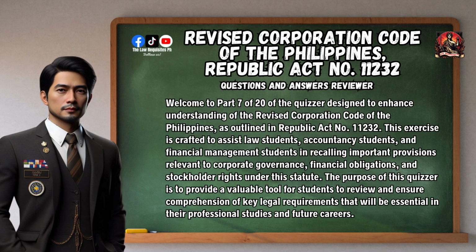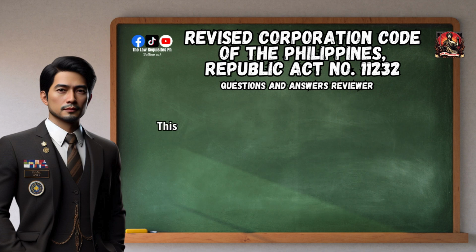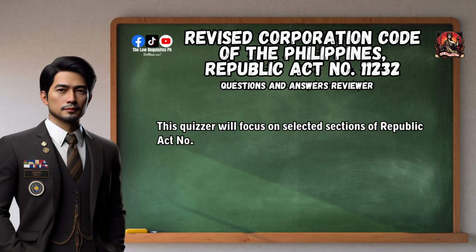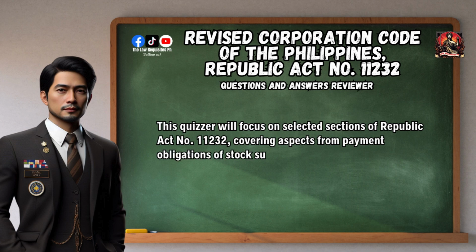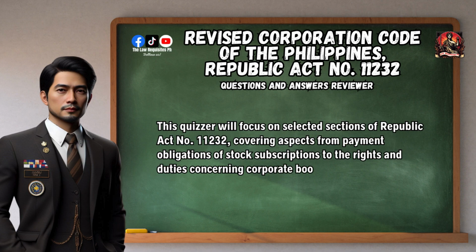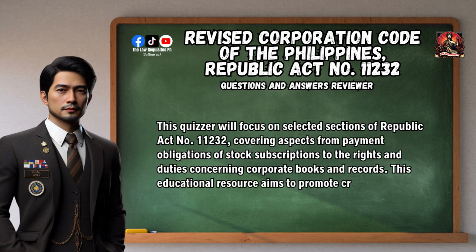The purpose of this quizzer is to provide a valuable tool for students to review and ensure comprehension of key legal requirements that will be essential in their professional studies and future careers. This quizzer will focus on selected sections of Republic Act No. 11232, covering aspects from payment obligations of stock subscriptions to the rights and duties concerning corporate books and records. This educational resource aims to promote critical thinking and mastery of the legislation.